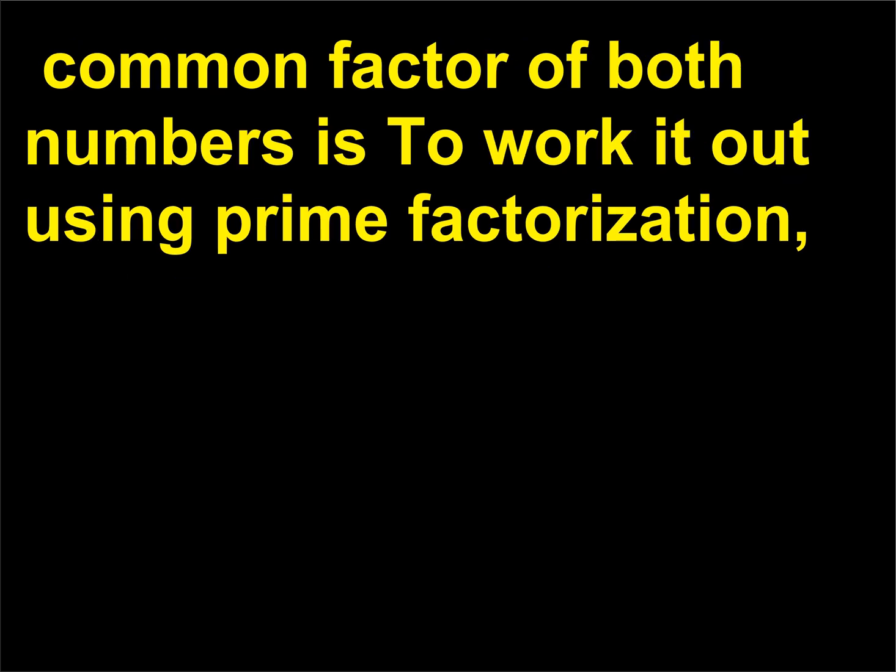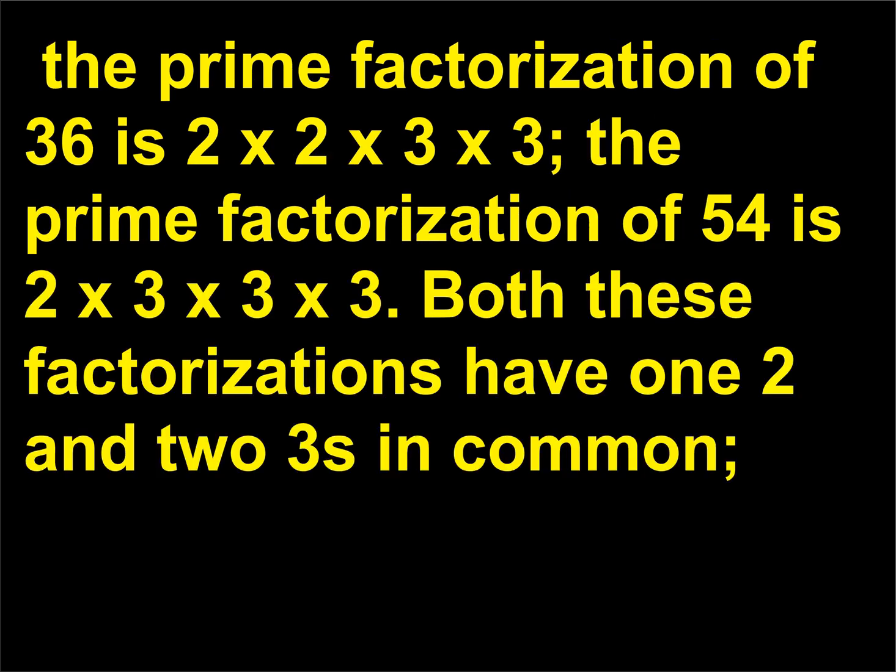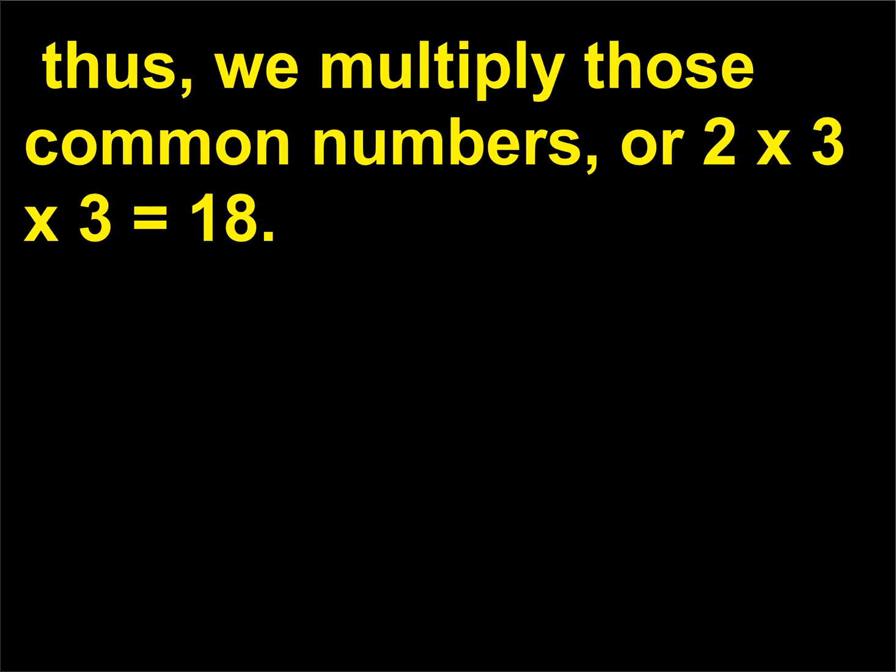common factor of both numbers is 18. To work it out using prime factorization, the prime factorization of 36 is 2x2x3x3, the prime factorization of 54 is 2x3x3x3. Both these factorizations have one 2 and two 3's in common. Thus, we multiply those common numbers, or 2x3x3 equals 18.